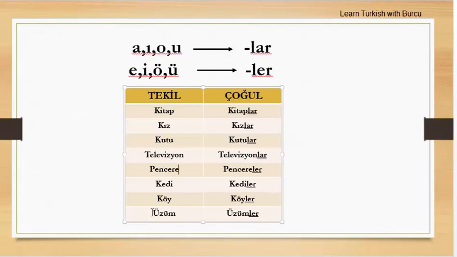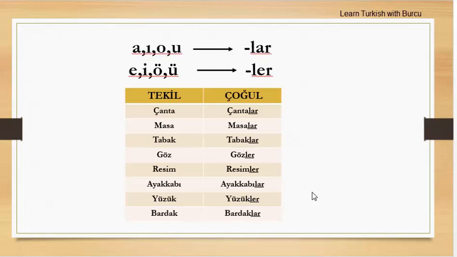Üzüm, grape. Üzüm, üzümler. We have the sound ü as a final vowel, so we need to say üzümler. Grape, grapes. Tamam. Devam edelim. Let's go on.